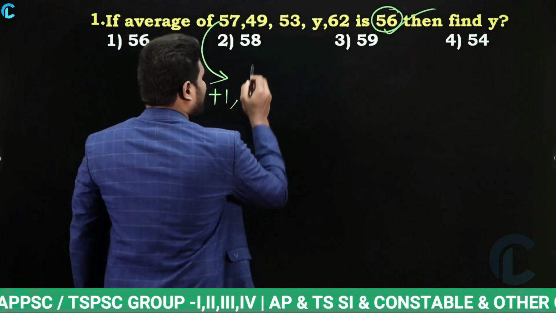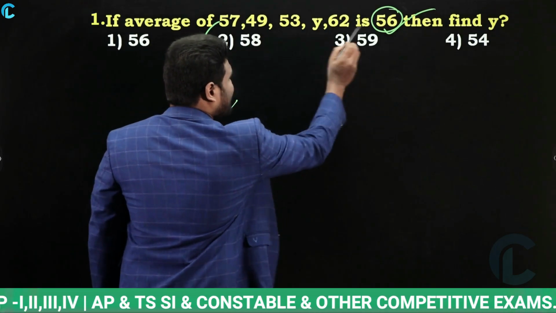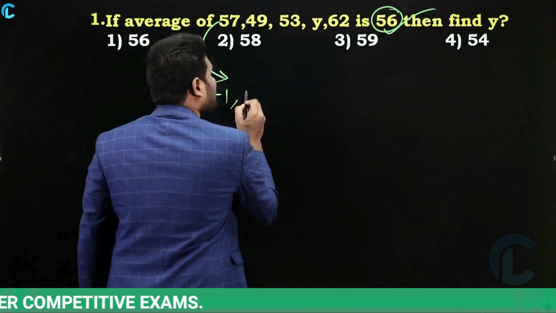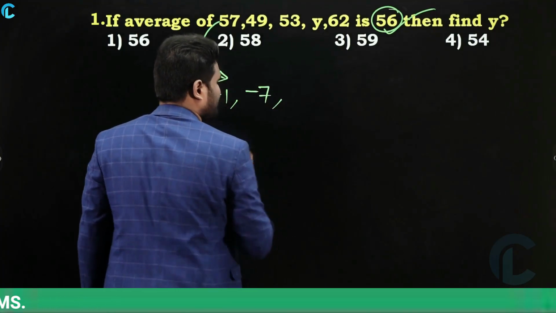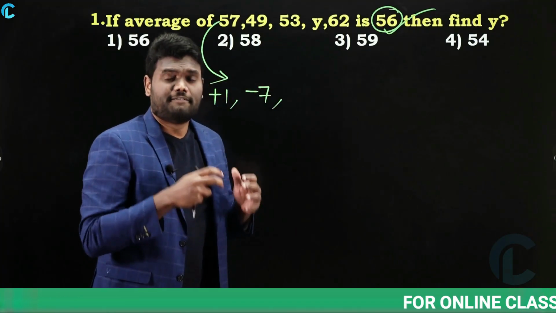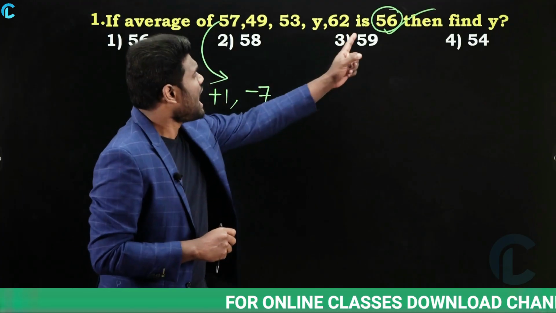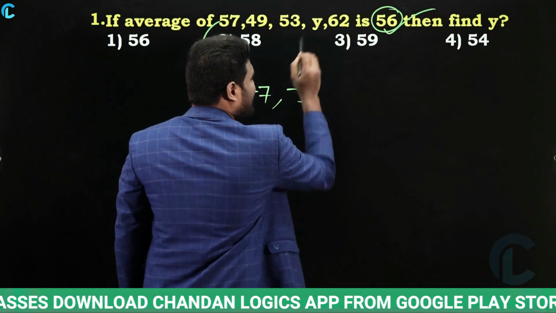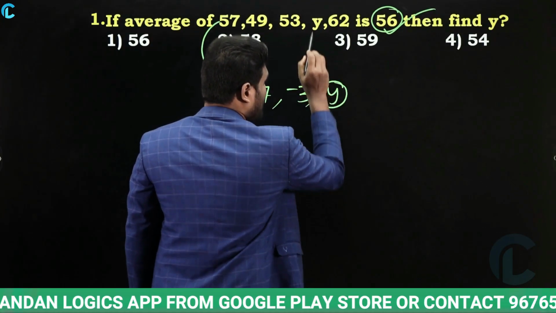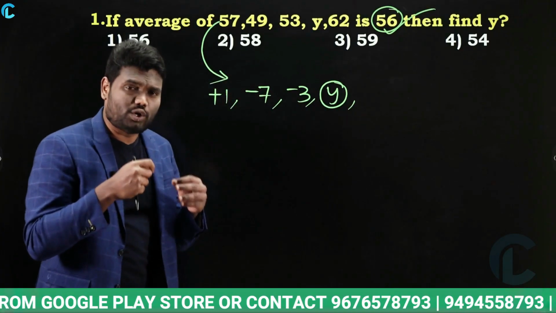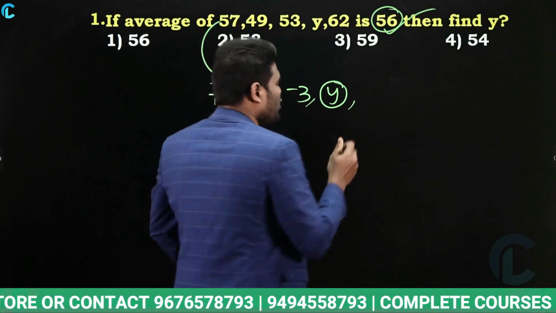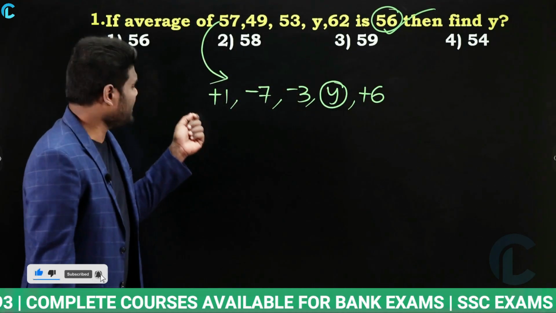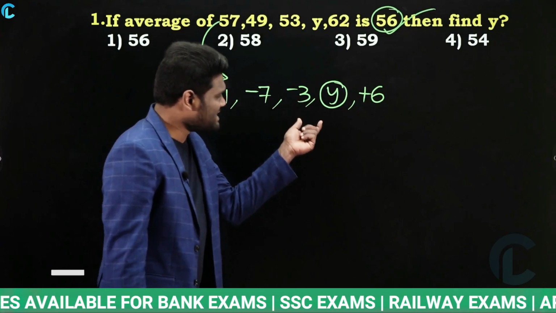The next number is 49. 49 is less than 56. How much less than 56? It is 7 less, so minus 7. The next number is 53, which is also less than 56. How much less? 3 less, so minus 3. And the next number is y, which we need to find. And the next number is 62. 62 is more than 56. How much more? It is 6 more, so plus 6. Now you have plus 1, minus 7, minus 3, plus 6.